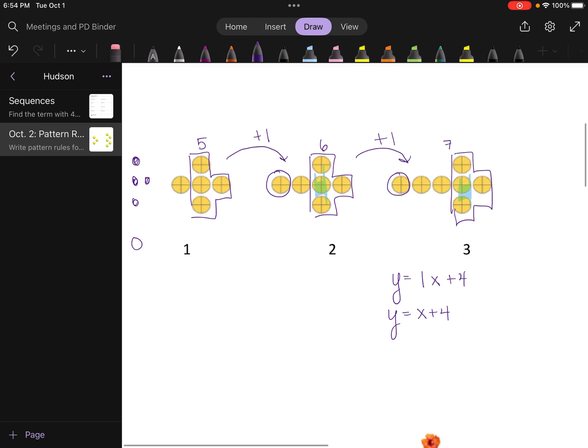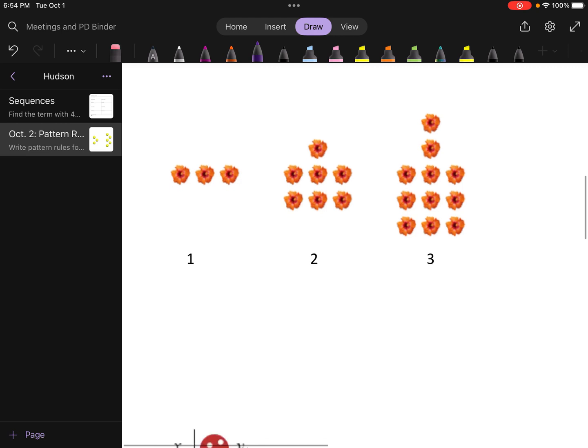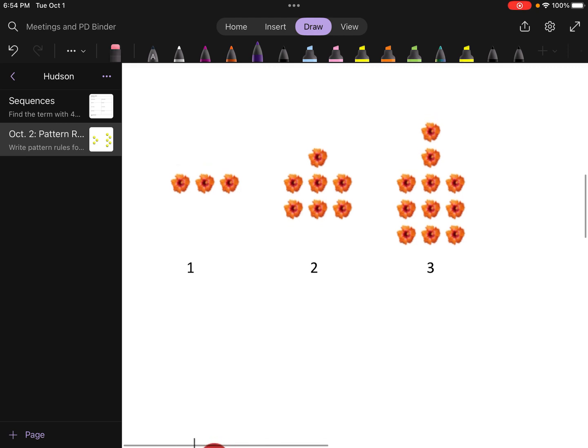Okay, try the next pattern. See if you can write a pattern rule for the hibiscus flowers. I'm going to pause the video and you try this one.